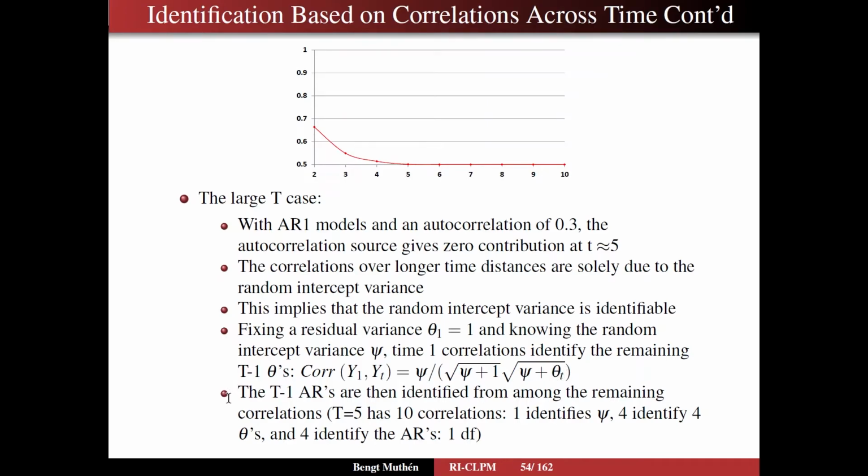Now, what about the other parameters? Well, the other parameters are the t minus 1 autoregressive coefficients. They can be identified from among the remaining correlations. Because with t equals 5, for instance, you have 10 correlations. You use 1 to identify psi, you don't need more than 1, 4 to identify the 4 thetas, and then 4 to identify the ARs. So that makes for 1 degree of freedom: only 9 parameters and 10 correlations, so 1 degree of freedom.